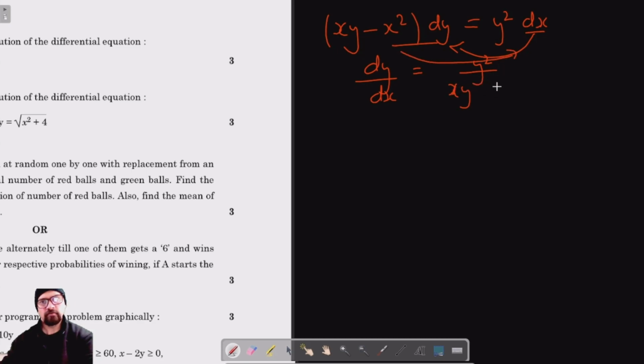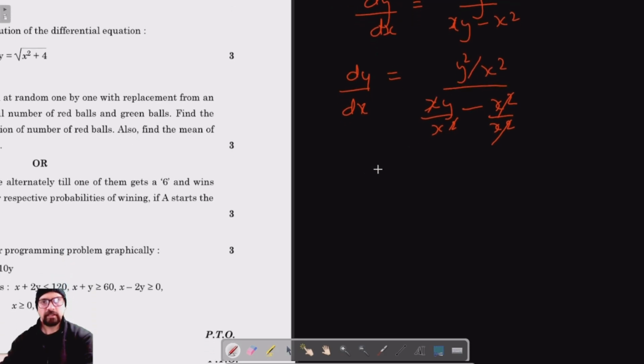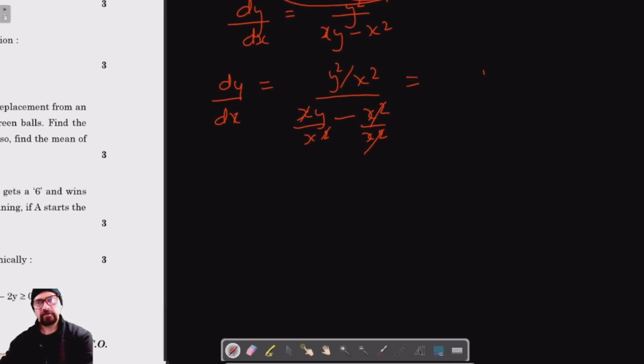So this is y square upon xy minus x square. Now divide it with x square on both the sides. So this is y square by x square upon xy upon x square minus x square upon x square. So this gets cancelled. And now this is y upon x, okay, so it's not v, we haven't made the substitution. So this is y upon x, the whole square, and this is y upon x minus 1.